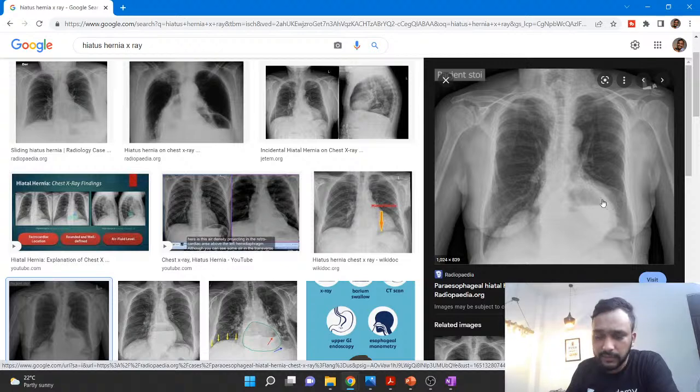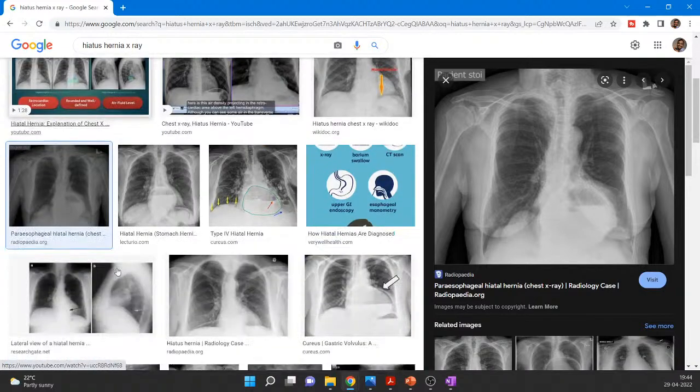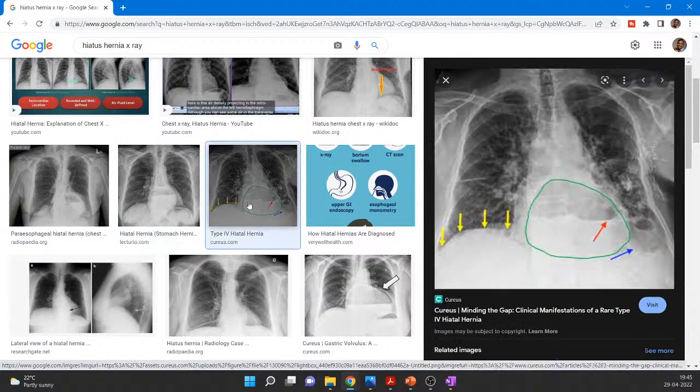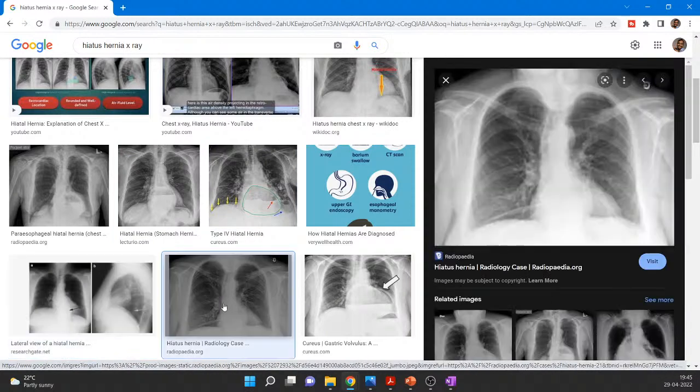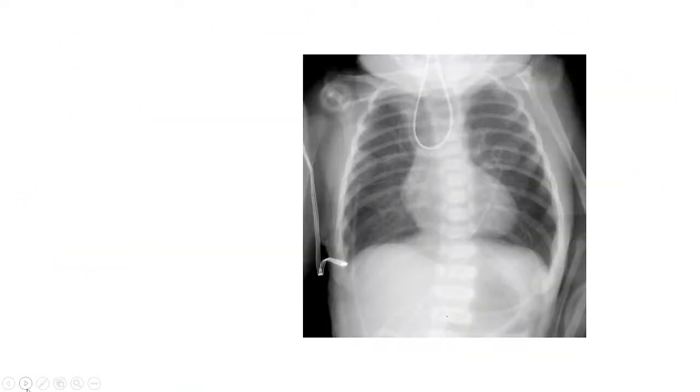Look at this image as well. In this image again, we can see air fluid levels behind the heart. So this is how you are going to identify a case of hiatus hernia, right? Now guys, moving on to the next image.